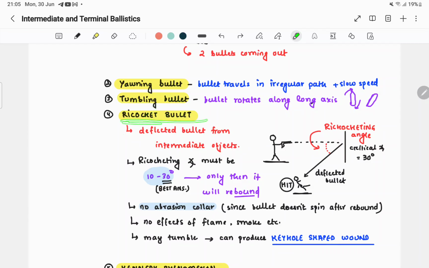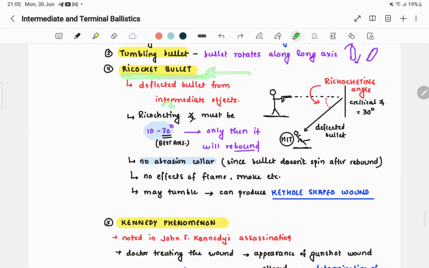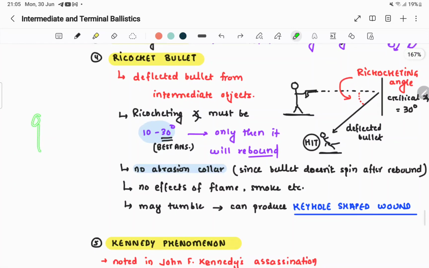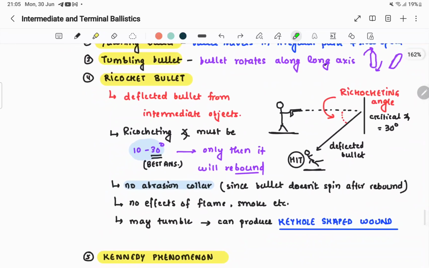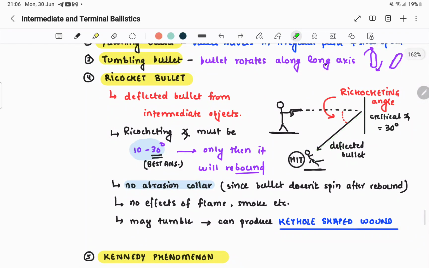Ricochet bullet. A ricochet bullet is a bullet deflected from an intermediate object. Someone is firing a gun, there is a wall here and a person here. If the bullet strikes the wall, rebounds and strikes another person, this is called a ricocheting bullet, a deflected bullet. And this angle must be 10 to 30 degree. Only then will it rebound.